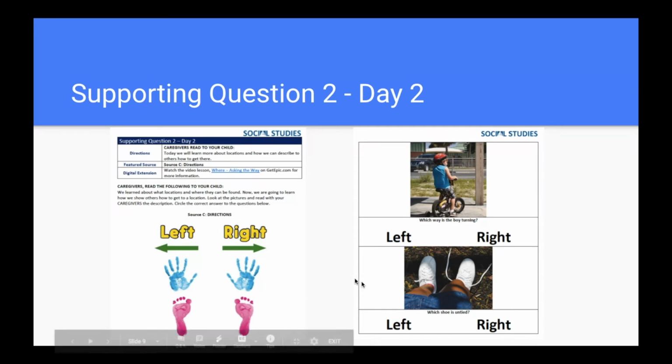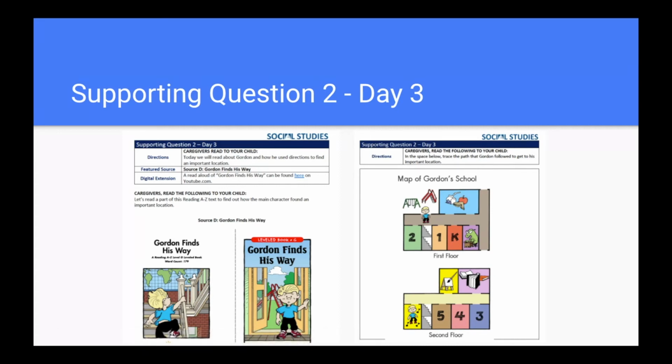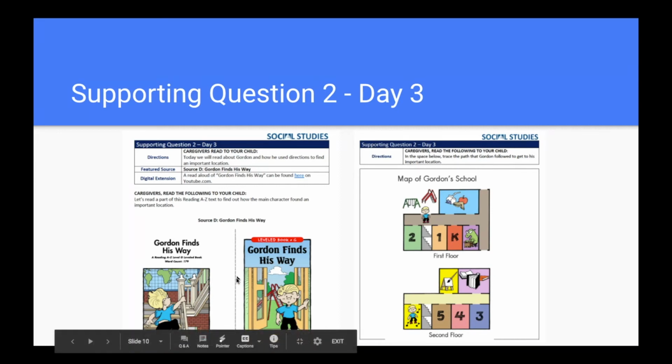It's also worth noting that there is a digital extension video that can be found here if technology and time permits. You may find it helpful practice before you have to answer the questions. On the second day exploring this topic, your adult is going to read this book to you called Gordon Finds His Way, which is copied in the packet.